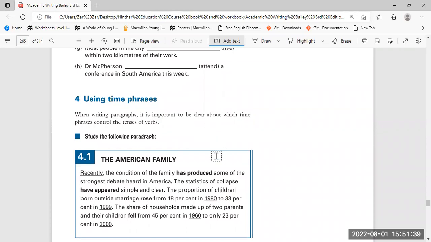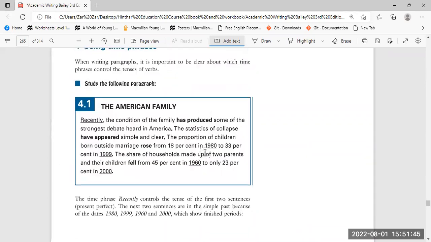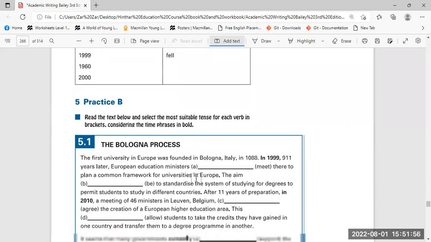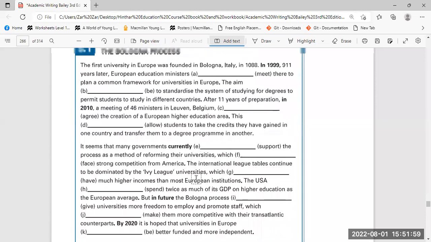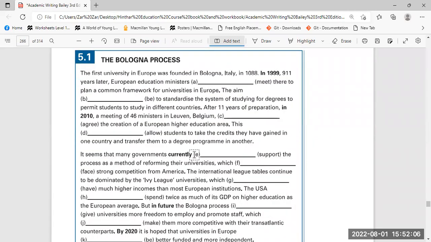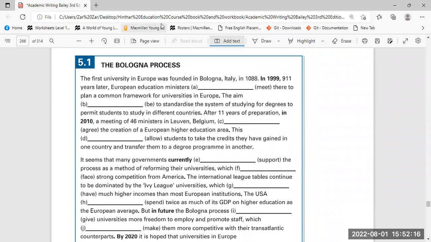While writing the paragraph, it's important to clear the time phrases and study the following paragraph. What else do we need to do? We don't need to do this one. Let's see this one. Read the text below and select the most suitable tenses for the verbs in the brackets, considering the time phrases on the board. You guys okay to try this one? A to K? Yes. Okay. Let's do this one. This is just like the previous lesson. We make it together. So you decide on the tenses and just write them out.